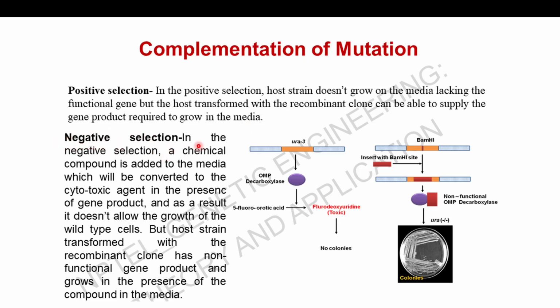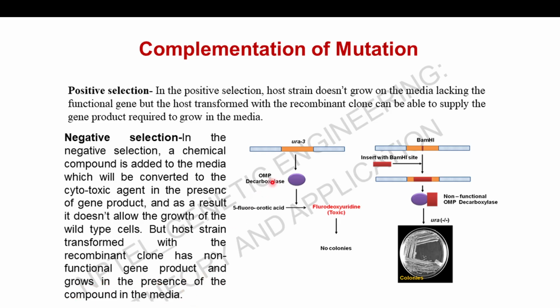Then there's negative selection as well, where a chemical compound is added to the growth medium, which is converted to a cytotoxic agent in the presence of the gene product encoded by the recombinant DNA, and as a result, it doesn't allow the growth of wild type cells. But the host strain transformed with the recombinant clone has a non-functional gene product and grows in the presence of the compound in the growth media.